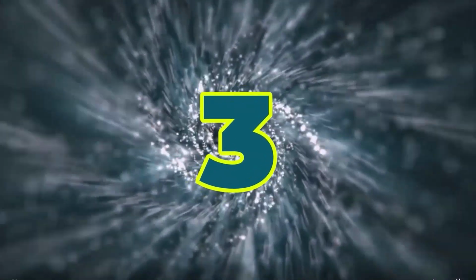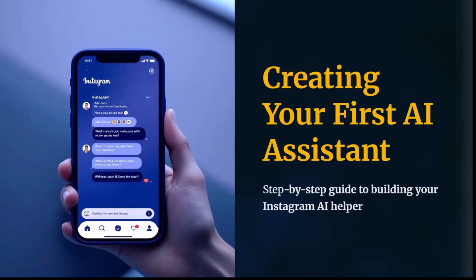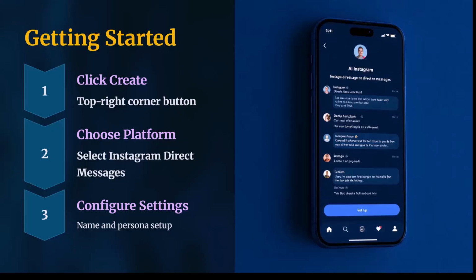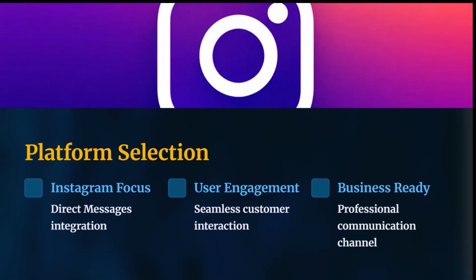Section 3. Creating your first AI. Now that you're in, it's time to create your first AI assistant. Click the Create button in the top right corner. You'll be asked to choose a platform. Since we're focusing on Instagram, select Instagram direct messages.